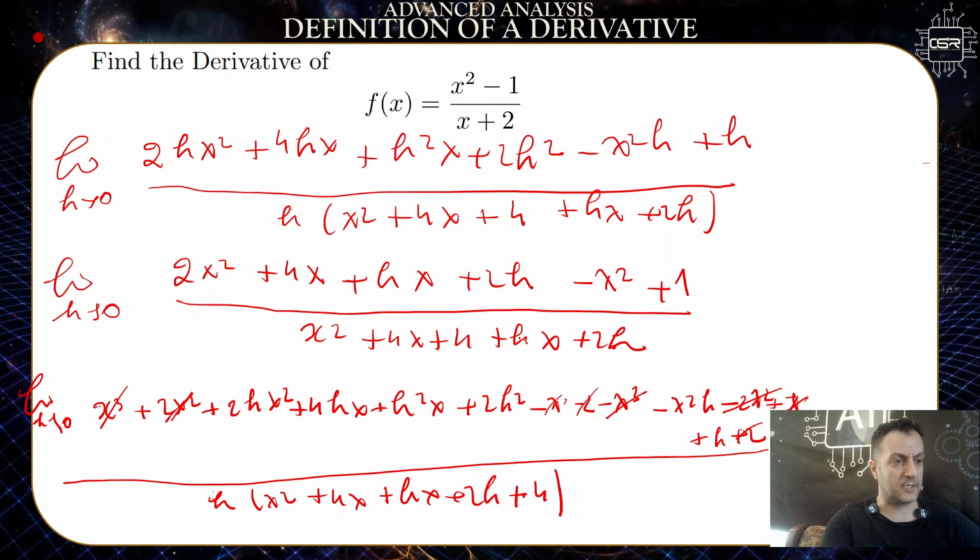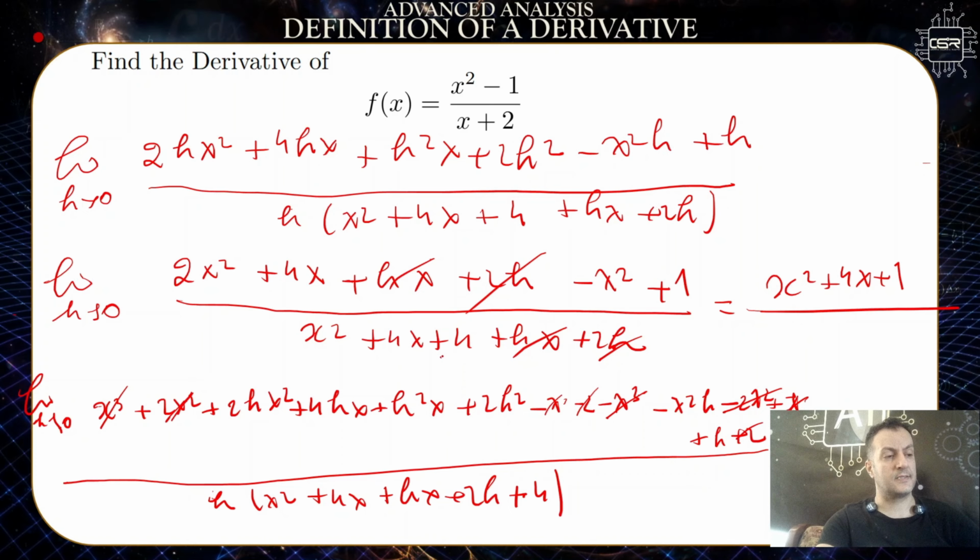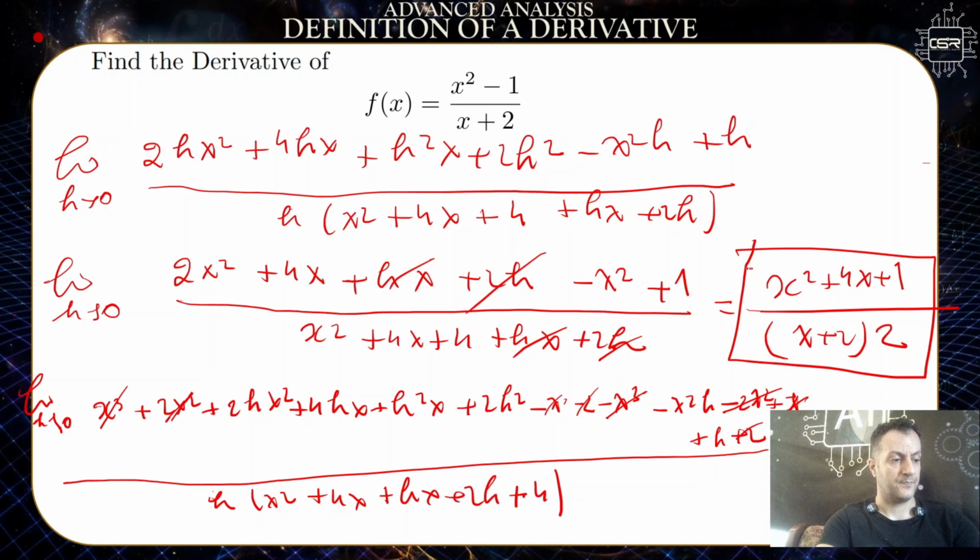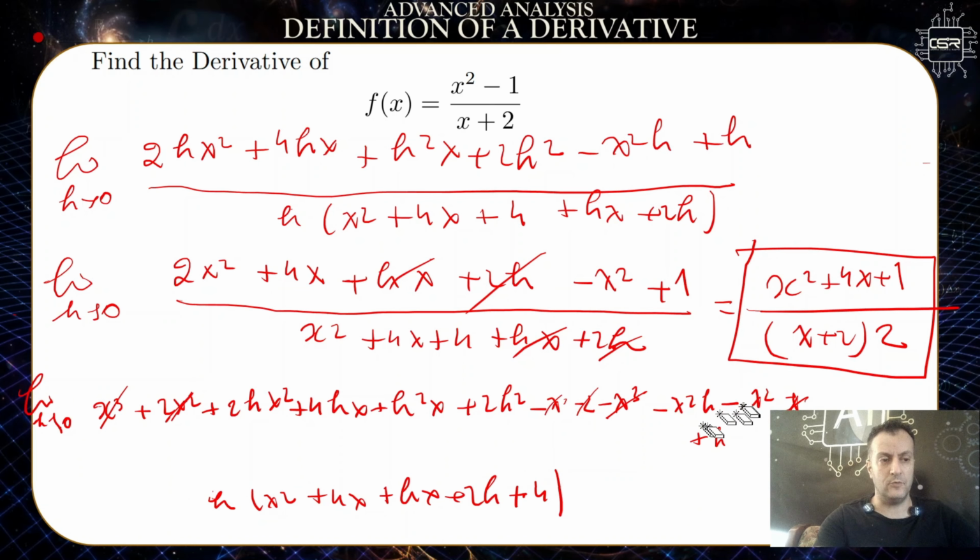Now, as h approaches 0, this one becomes 0, this one becomes 0, this one 0, this one 0. Okay, so we are left with 2x squared minus x squared is x squared plus 4x plus 1 divided by, what is x squared plus 4x plus 4? It is x plus 2 squared. And this is the final answer. Let's verify this derivation based on the formula that we know.